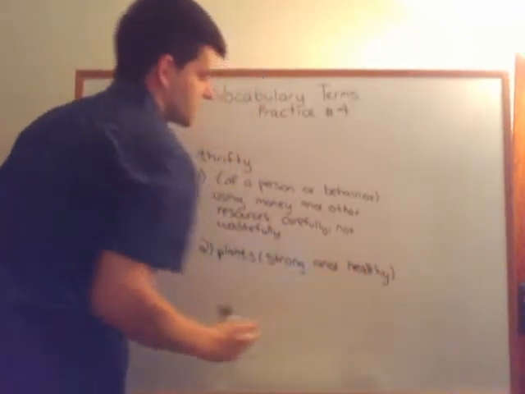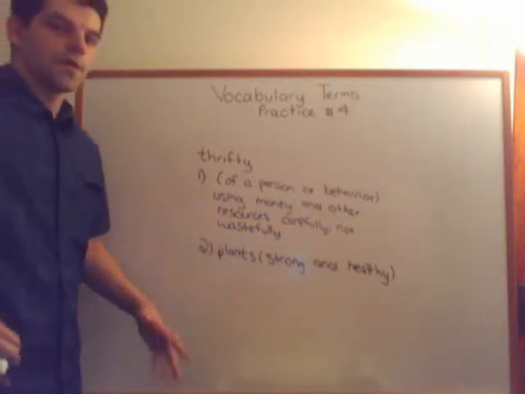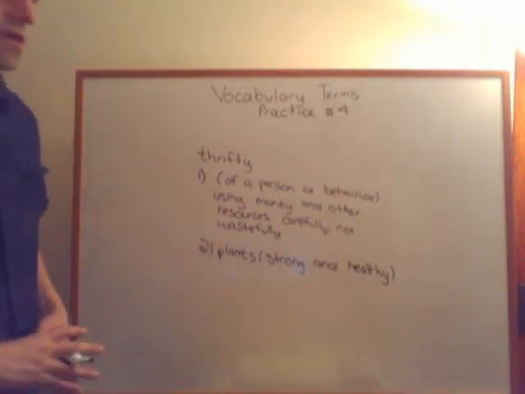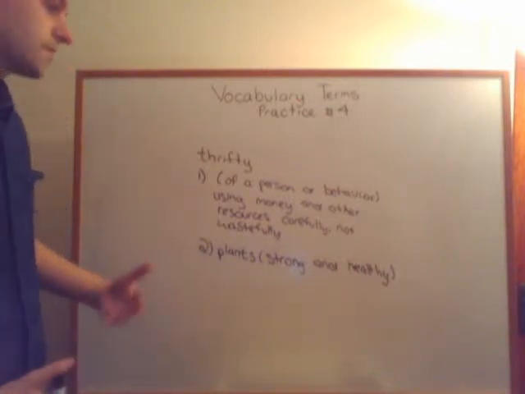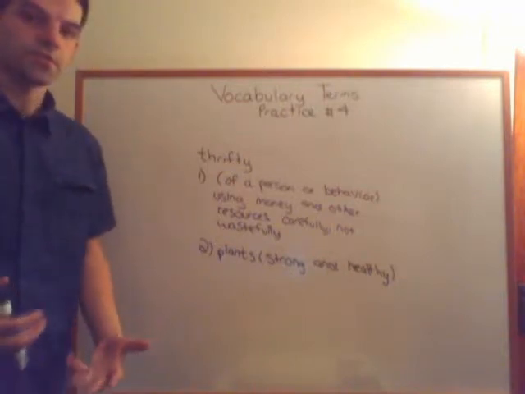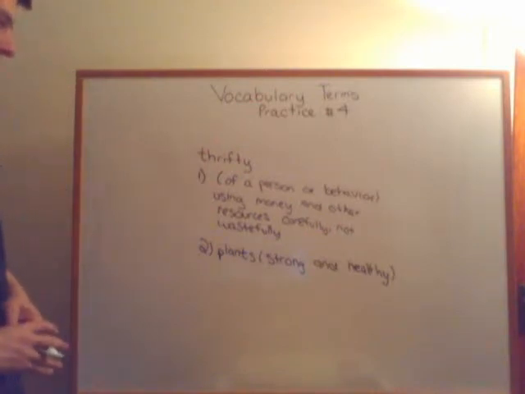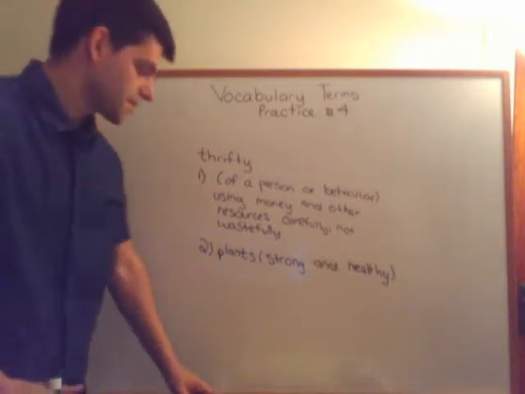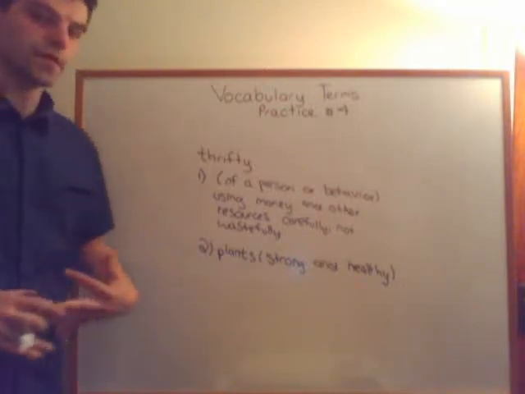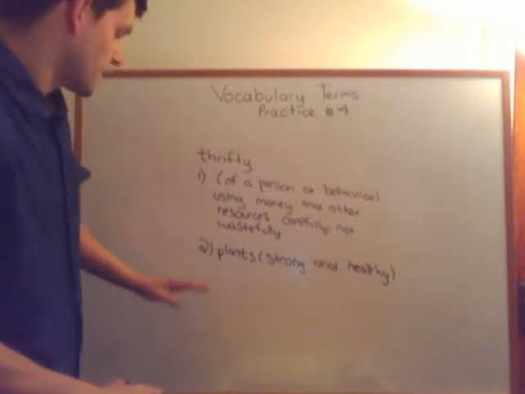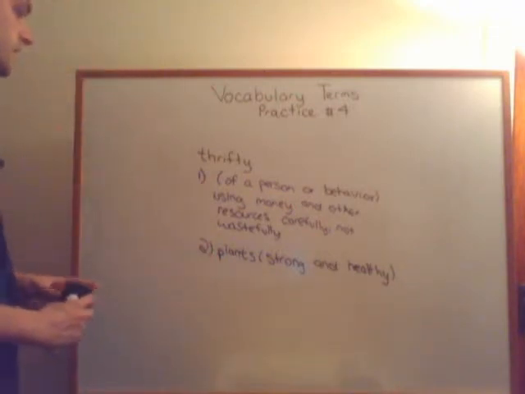Okay. So the example that I came up with is that when plants are watered on a daily basis and given the correct amount of sunlight as well as nutrients, giving them a chance to grow, they can be very thrifty and healthy. Okay? Alright, so that is our third word, thrifty, of a person or behavior, using money and other resources carefully and not wastefully. And then in regards to plants, meaning strong and healthy. Let's look at our next word.